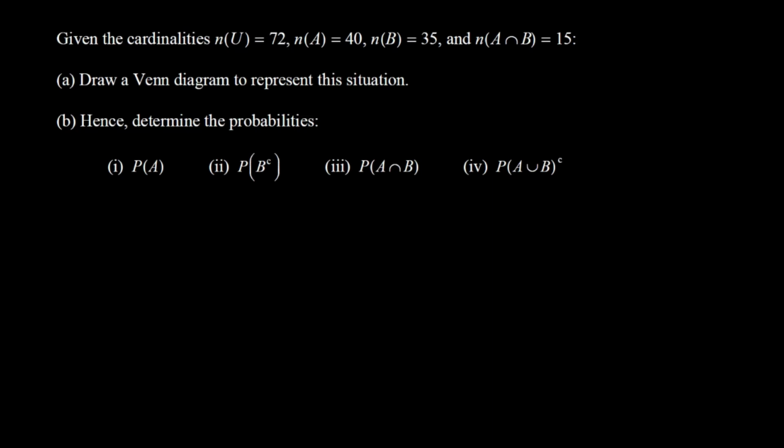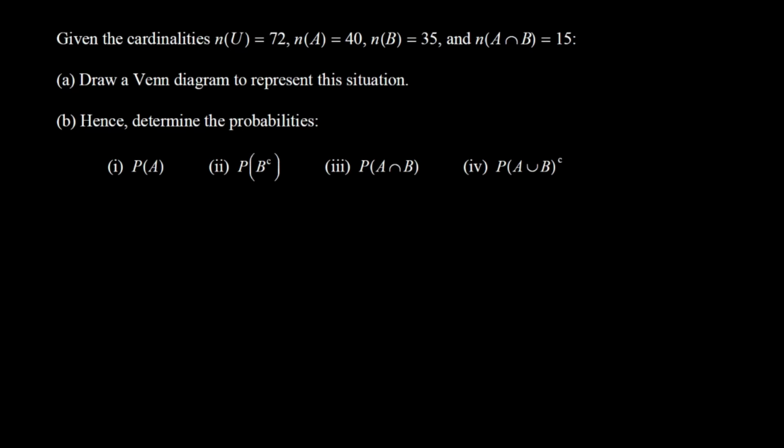And if we start counting the number of outcomes in each set, that's something called the cardinality, and that's, of course, what's listed here. So we're given the cardinalities. The number of outcomes in our universal set is 72. That just means there are 72 items in our sample space, or our universal set here. The number of outcomes in one of those events, A, is 40, the number of outcomes in a second event, B, is 35, and the number of outcomes in the intersection of A and B is 15.